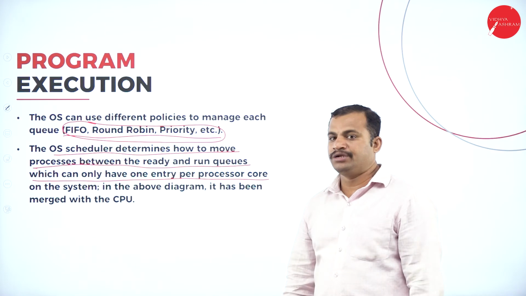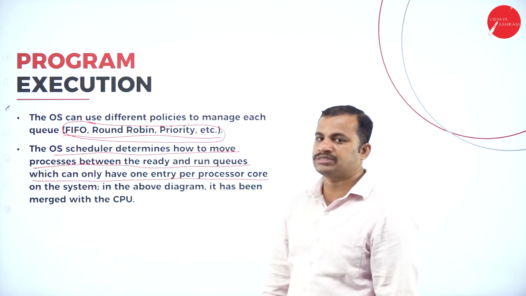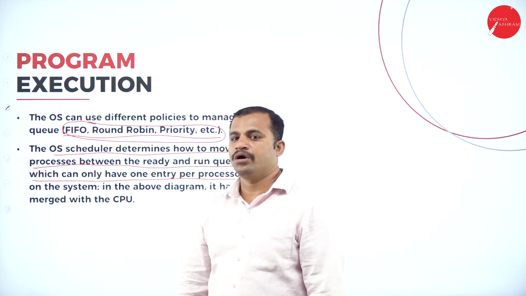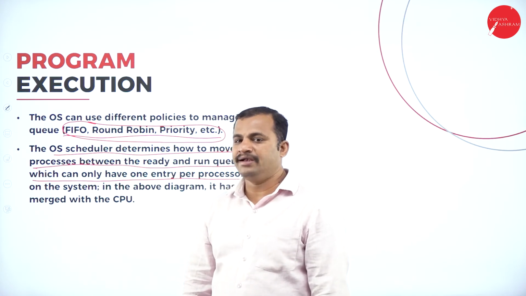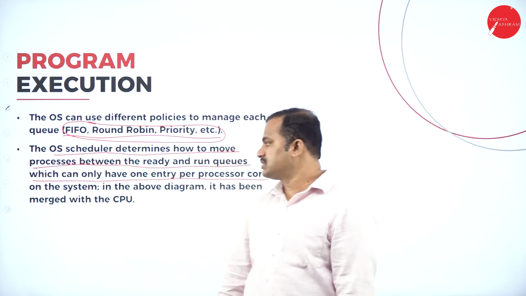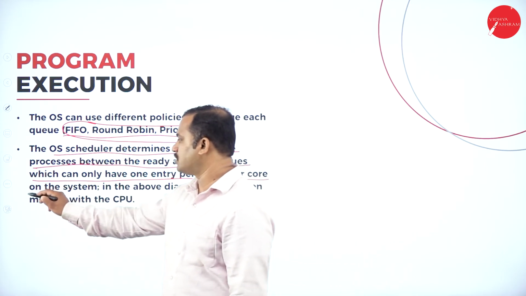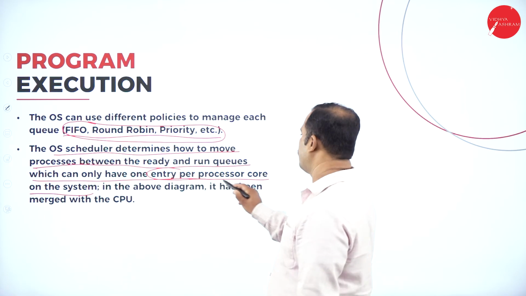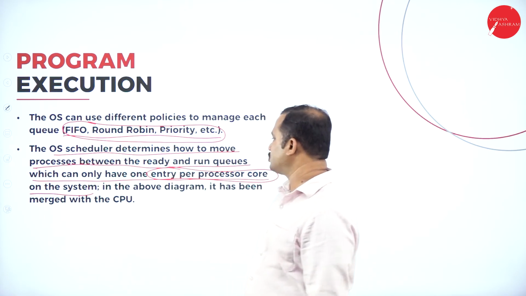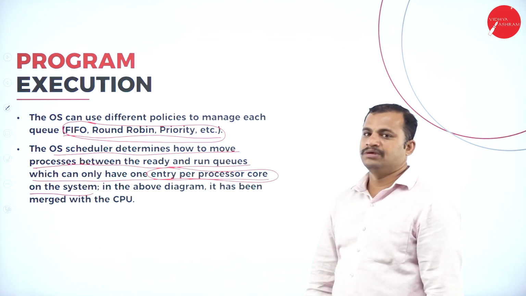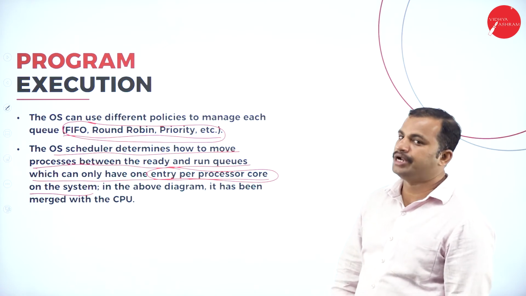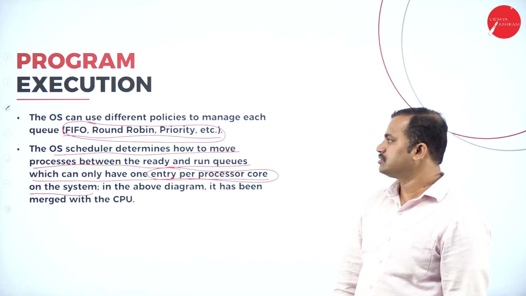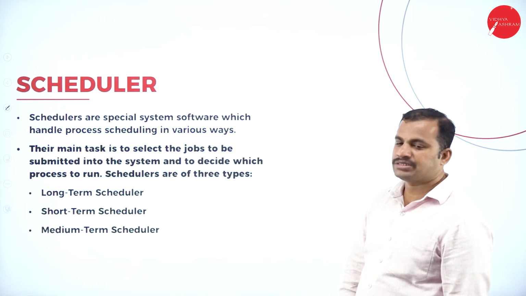As I have already told you, if the processor is a dual core processor or a quad core processor or an octa core processor, then it is very good. Suppose it is a single core processor, with one entry per processor core on the system, then it is very difficult to schedule the processes for execution. So in such cases, the schedulers are used.